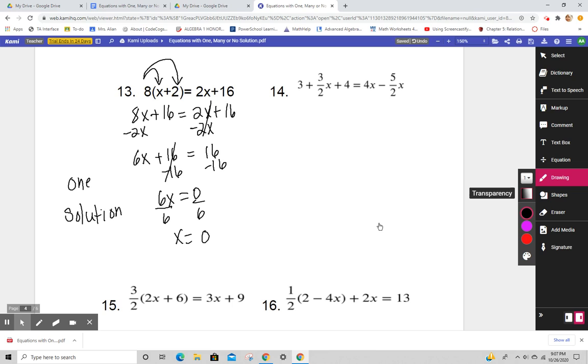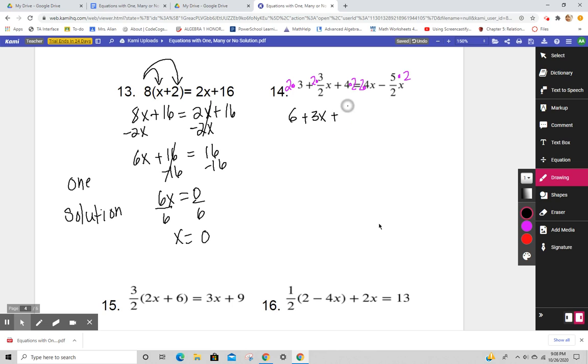Okay, let's look at number 14. Let's get rid of all the fractions first. So let's multiply through by the least common multiple, which will have to be 2 in this case. So 2 times 2 times 2 times 2 here, times 2 every term. So 2 times 3, that's 6, plus 2 times 3 is 6 divided by 2, that's 3x.